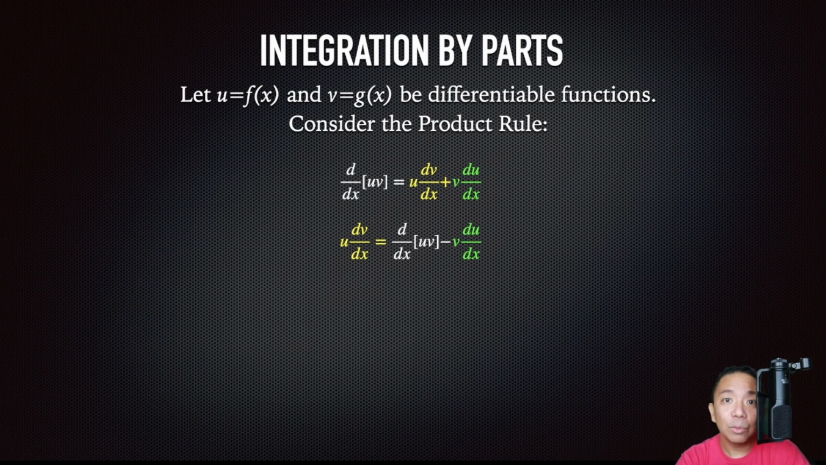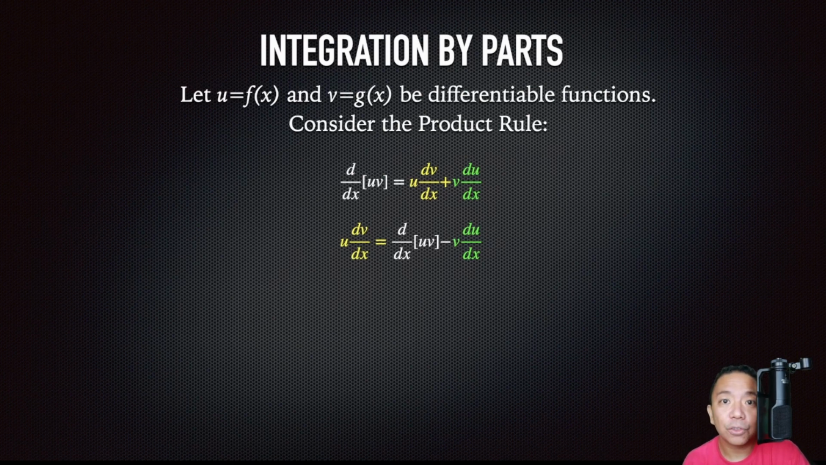Now we've since moved on to treating dx as a value rather than just yung d over dx as an operation. We could manipulate this by cancelling out lahat ng dx dun sa expression. So magkakaroon lang tayo ng u dv is equal to d(uv) minus v du.